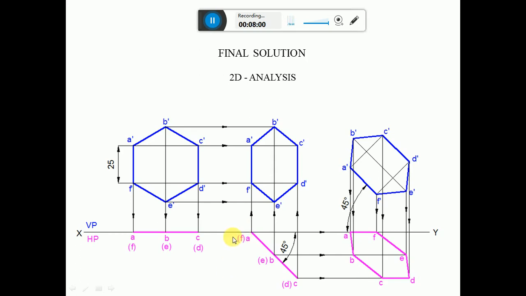So obviously that side is going to be a point on the horizontal plane, because that side is perpendicular to HP. Now, by using the protractor, you measure an angle of 45 degrees with respect to the XY line in the horizontal plane, because the inclination with respect to VP is seen in the horizontal plane.